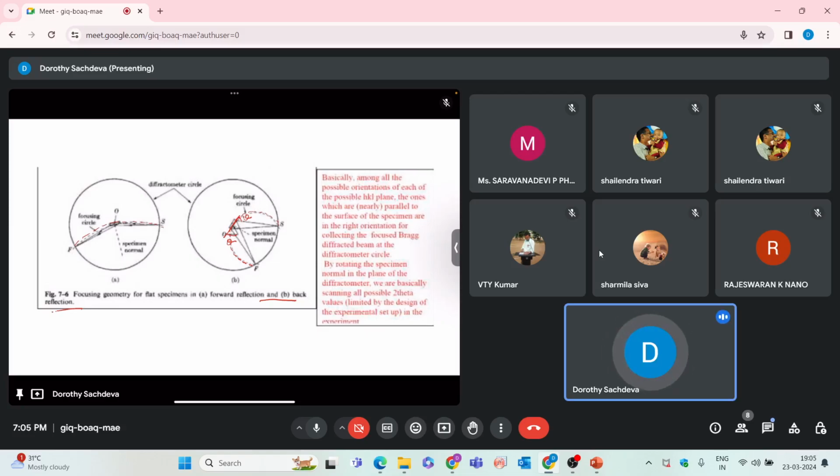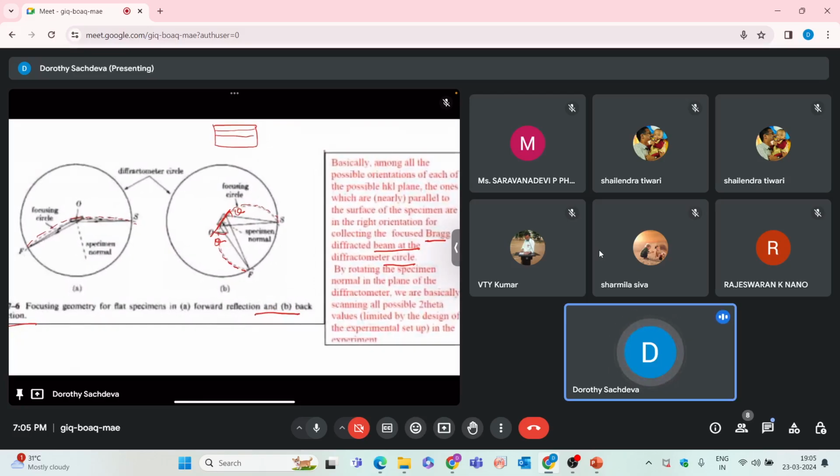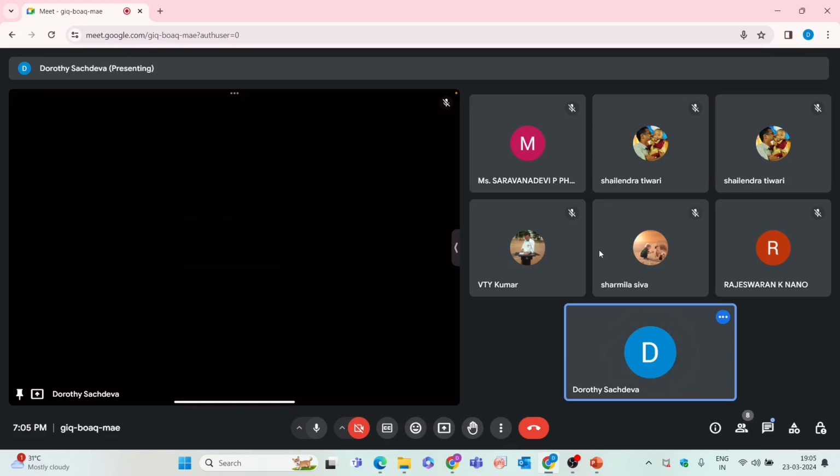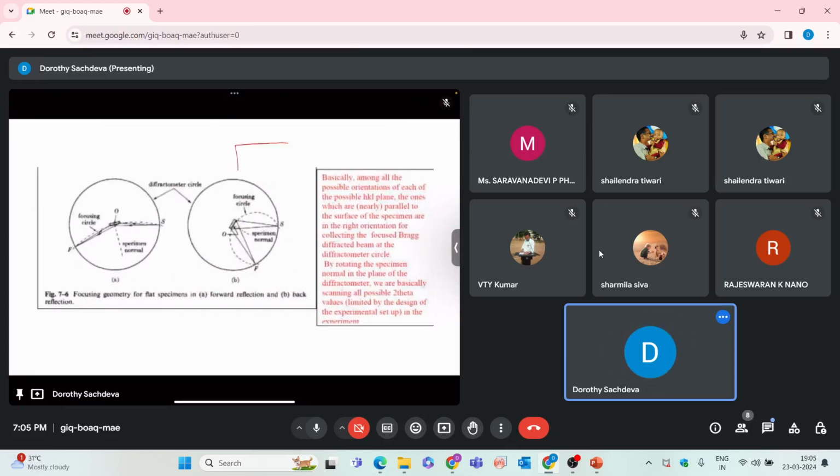So basically, among all the possible orientations of each of the possible HKL planes, the ones which are nearly parallel to the surface of the specimen are in the right orientation for collecting the focused Bragg diffracted beam at the diffractometer circle. So basically, you have your specimen like this. If this is your specimen, only those planes which are parallel to the surface of your sample will reflect in your XRD and will follow Bragg's condition.